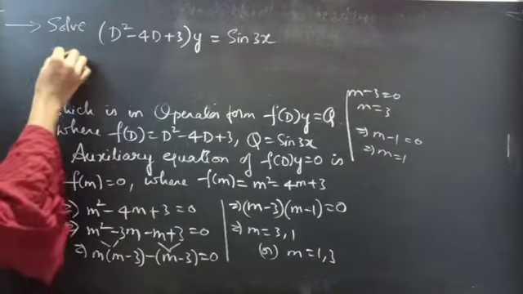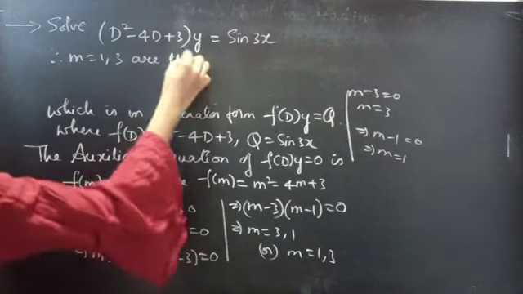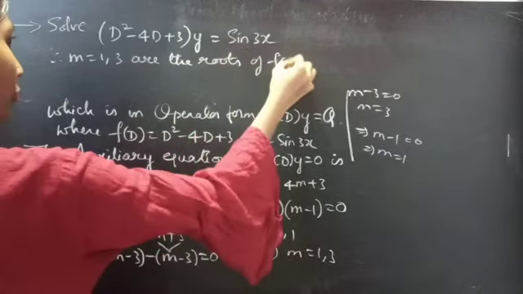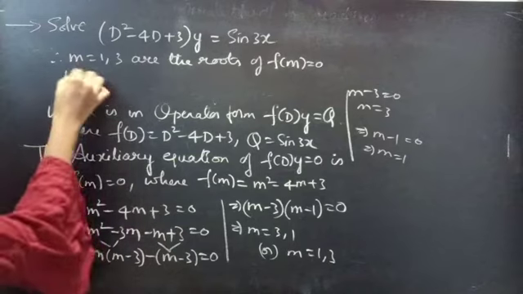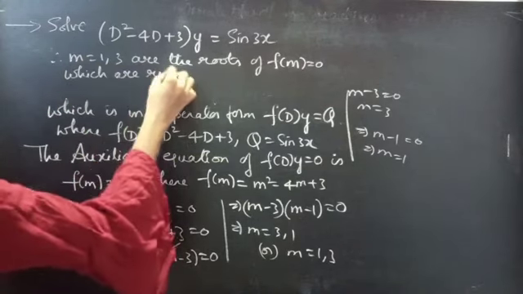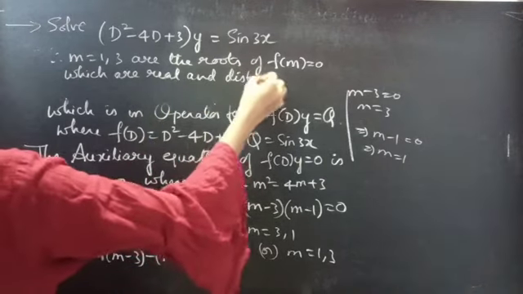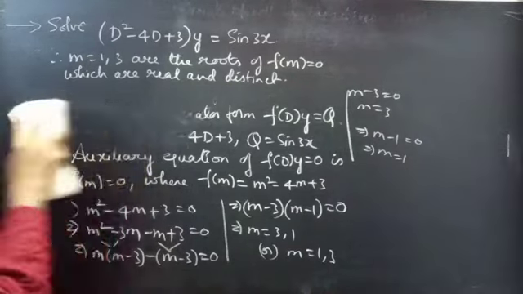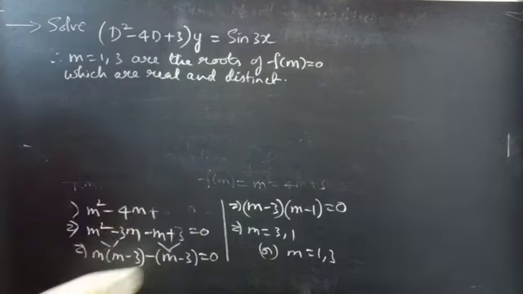Therefore, m equals to 1, 3 are the roots of f of m equals to 0, the auxiliary equation, which are real and distinct. Now we'll write the complementary function.